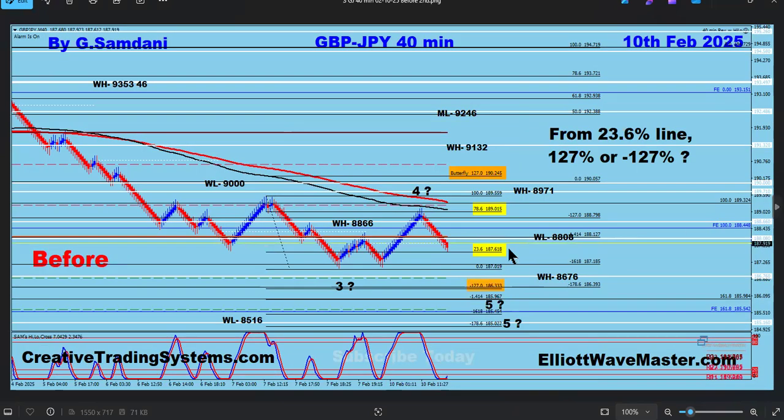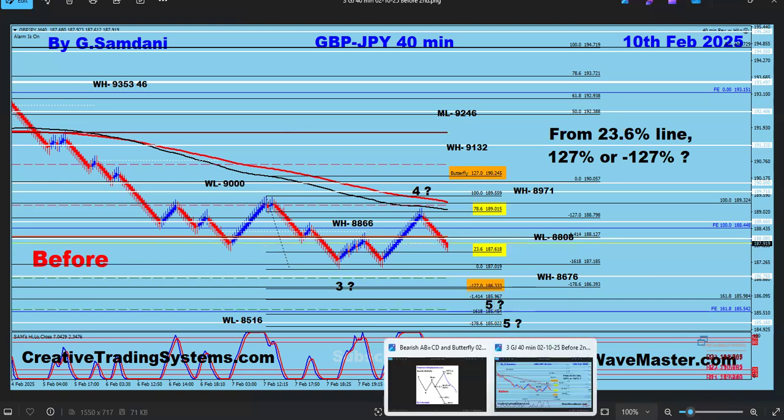Which one was this? At this point, I said either this is going to go here to make a butterfly. First target is 127. Second, I didn't even mention here, but usually if it goes for a second, 161%, or it's a nice level here, 91.32. Or if it's going to drop straight, then it's going to drop to 127 or 161 to the downside for wave 5. So what happened to this chart?